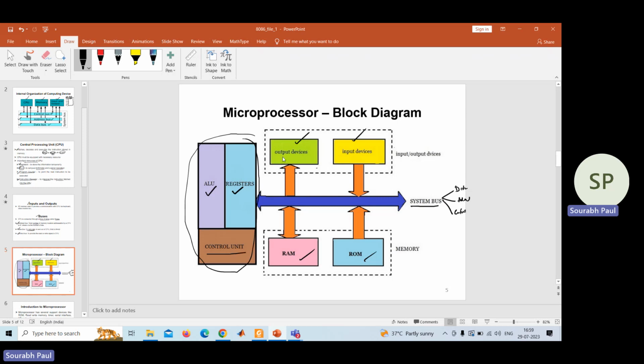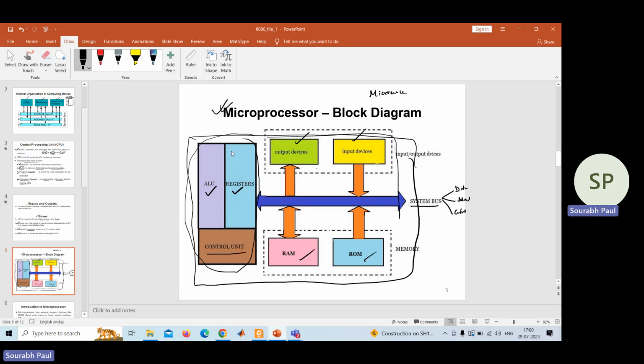But the idea is completely different in case of microcontroller. The microcontroller also has similar components, but all these things are given in a single chip. Your control unit, ALU, registers, meaning your CPU, will be given in combination with input output devices and a memory unit. All these things will come in a single unit. Whereas in case of microprocessor, your processor, the input output devices and the memory unit are all externally connected through buses.